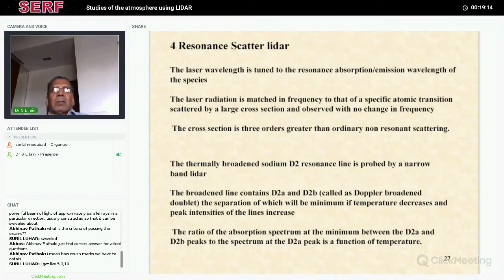Then resonance scatter LIDAR: you tune the laser to a particular specific line where it is absorbed by a specific molecule in the atmosphere, and that will be backscattered by it, and you can measure the parameters depending on your requirement. So that is a specific character defined by the molecule, which determines the wavelength you are using.